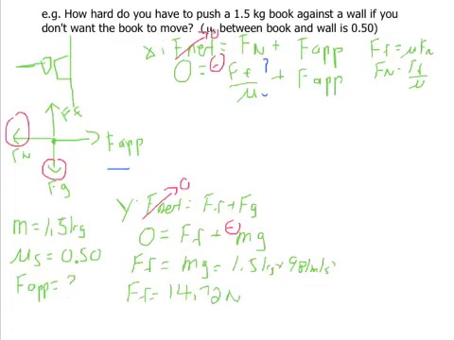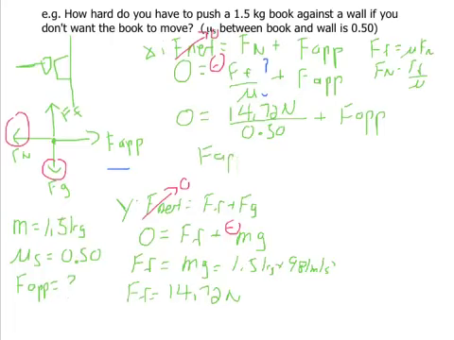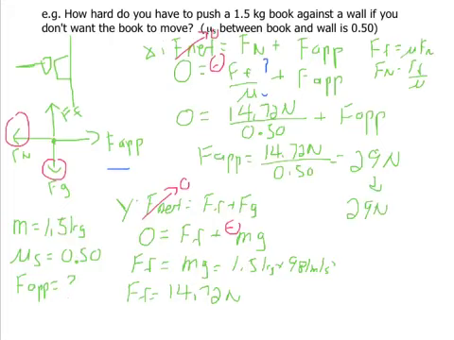14.72 newtons. Now we can take that value and replace it where we see Ff in the horizontal direction. So 0 equals negative 14.72 newtons divided by our coefficient, which is 0.50, plus our Fap. And we're looking for Fap, so Fap equals 14.72 newtons divided by 0.50, which is equal to 29 newtons. And it's positive because we need to apply the force in the right direction.